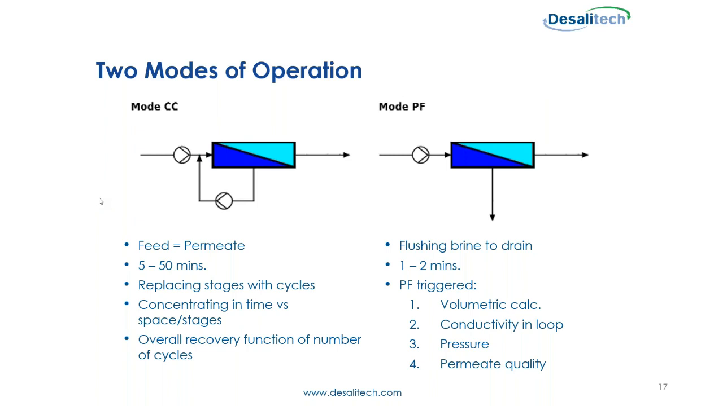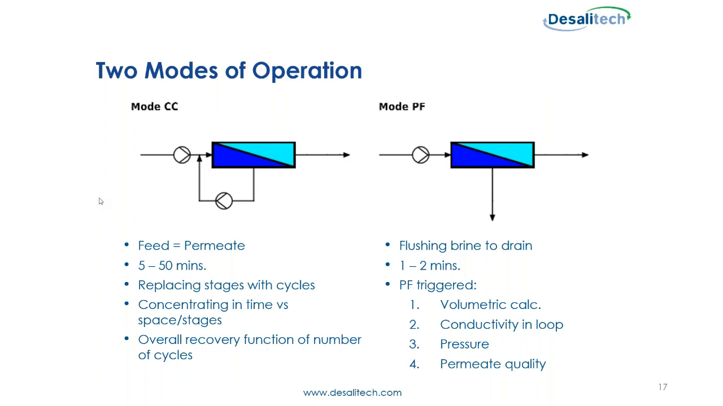So we concentrate up, and then again we flush the concentrated brine to drain, and that's what we call the PF mode. So that takes 1 to 2 minutes, and the PF is triggered by a number of set points that you can change on the HMI, and it really highlights the unmatched flexibility that's inherent with a semi-batch process.